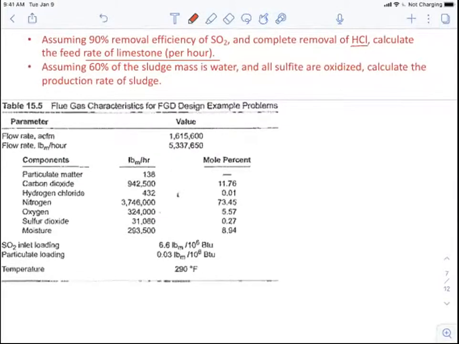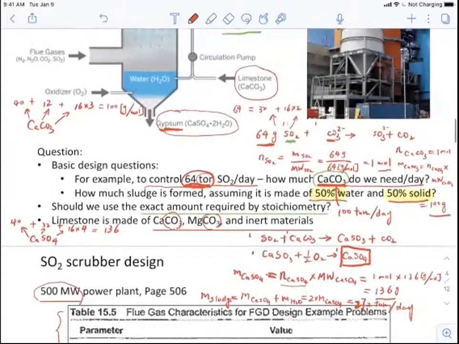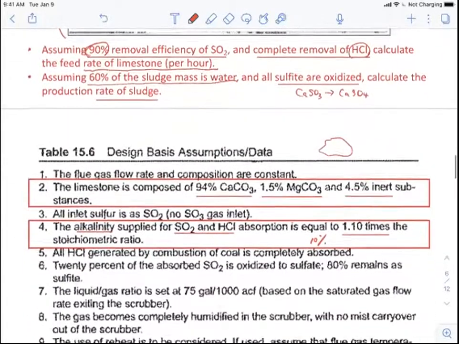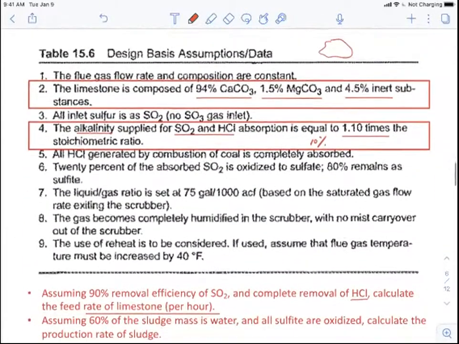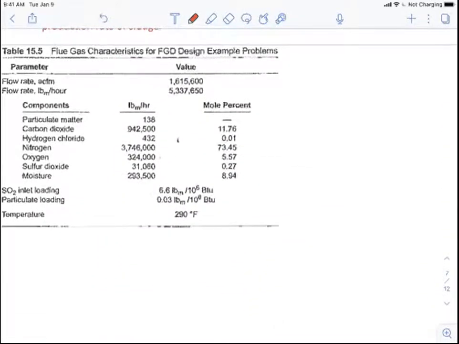If you think back on how we solved the earlier question, we first tried to find out the stoichiometric ratio. So we have to go back to the chemical reactions. How many moles of calcium carbonate are required to remove the sulfur dioxide? And at the same time, how many moles are required to remove the hydrogen chloride? So we need to first write out the chemical reactions.